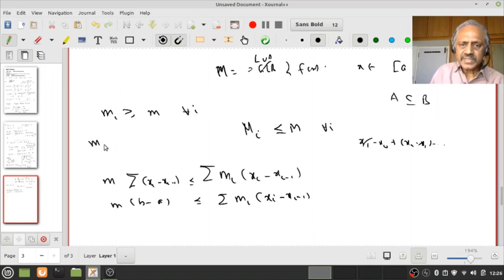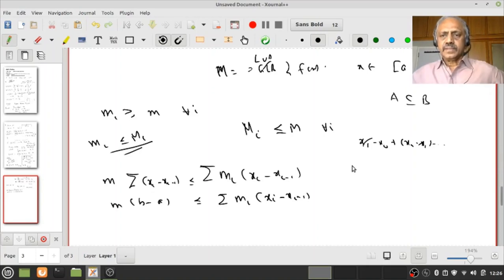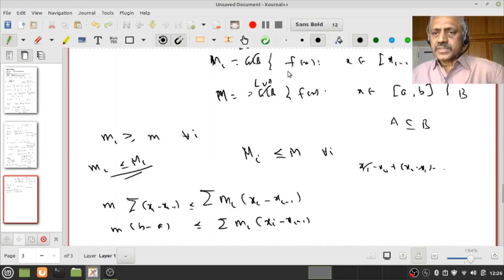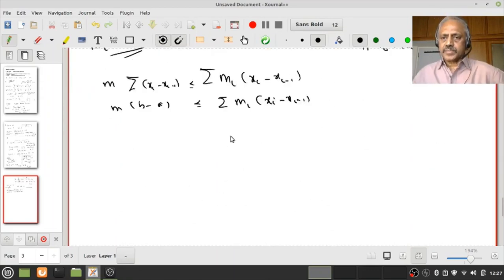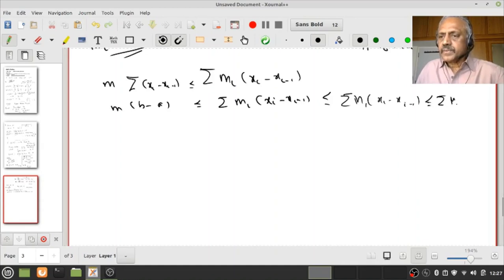Now, next, what is the relation between small mi and capital Mi? Because this is a non-empty set, small mi is a lower bound, capital Mi is an upper bound. Therefore, what is the relation between them? Small mi will be less than or equal to capital Mi. Therefore, I have this is less than or equal to capital Mi of xi minus xi minus 1. But that's less than or equal to summation M into xi minus xi minus 1. But that's equal to M into b minus a.